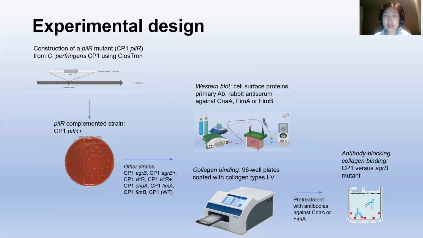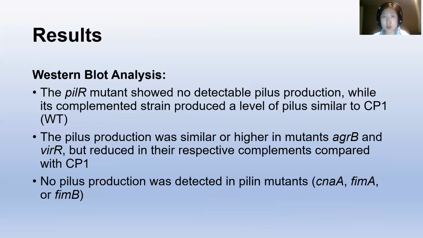Furthermore, to confirm that this collagen binding is specifically mediated by pilus, we performed antibody blocking collagen binding assays by incubating wild-type CP1 and AgrB mutant with different dilutions of antibodies against CnaA or FimA before adding 2 collagen types, 1 and 4, to test if this binding can be blocked by the 2 antibodies.